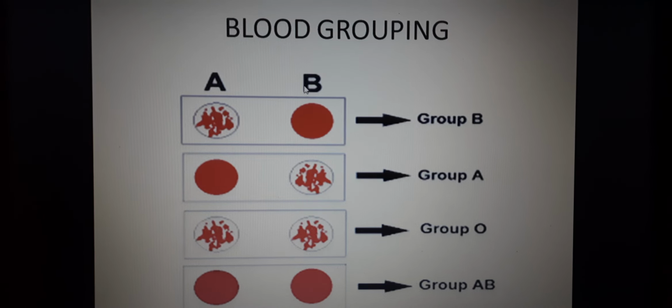If clotting occurs, that is the coagulation of the blood, the blood will form into a lump. If clotting occurs in the anti-A drop, then it is A group blood, but where there is no clotting, it looks like fresh blood. If coagulation occurs only with anti-B, then it is B group blood. When no coagulation occurs in both cavities, that is O group blood, and when both of them clot, then it is AB group blood. This way we perform blood grouping.